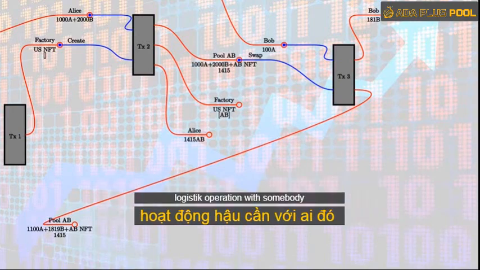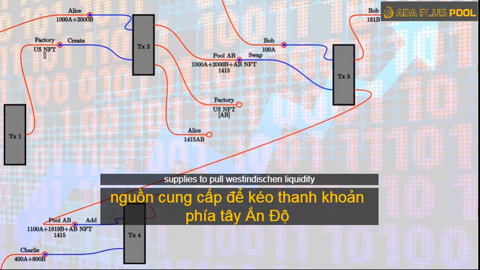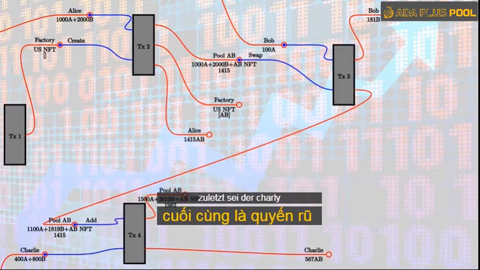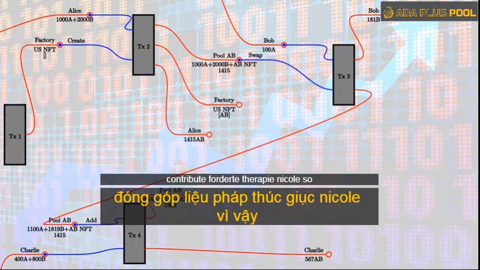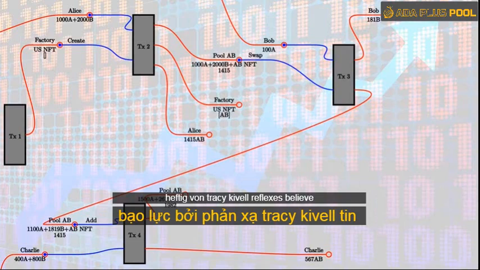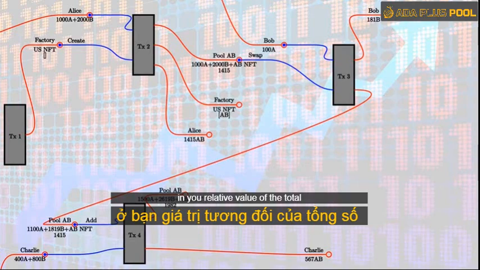The next operation we look at is the add operation, where somebody supplies the pool with additional liquidity. So let's say that Charlie also believes that the ratio from A to B should be 1 to 2, and he wants to contribute 400A and 800B. He could also have tokens in a different ratio. Basically, the ratio reflects his belief in the true relative value of the tokens.